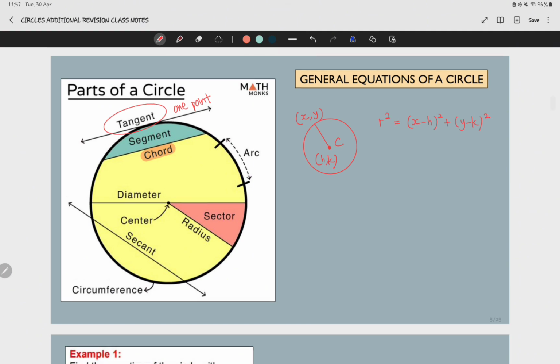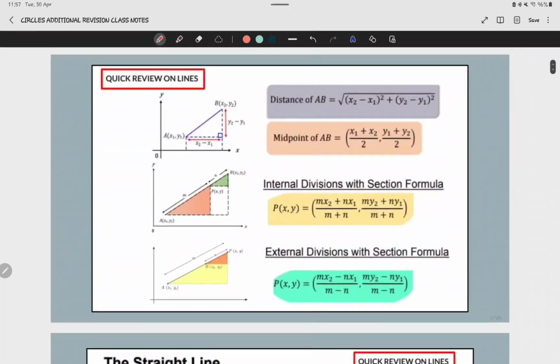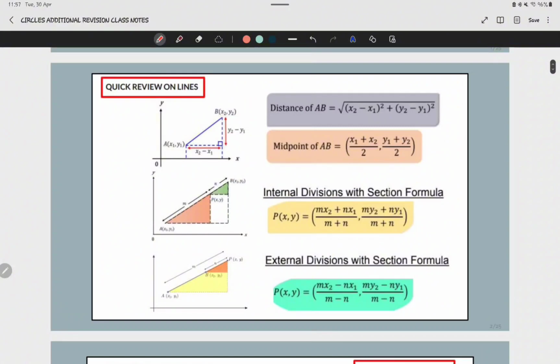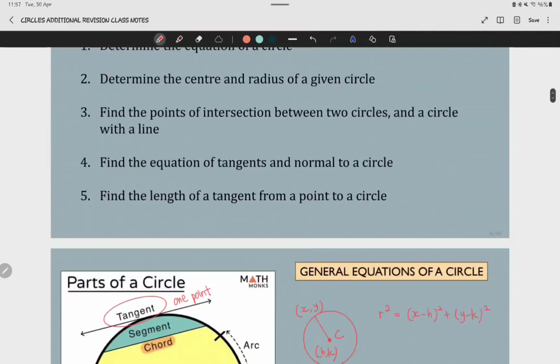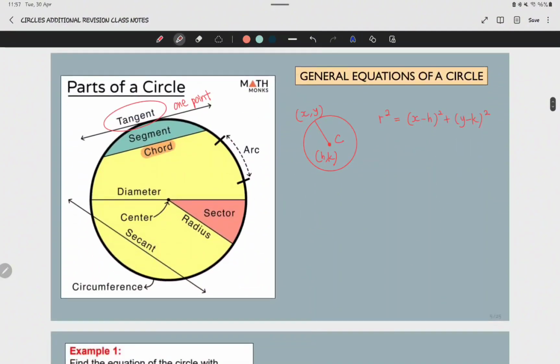We remember back the formula just now. We mentioned distance, square root of (x2 minus x1) squared plus (y2 minus y1) squared. But here we do not want to put in the square root. So where do we put the square root? We place it on the r. We have r squared, so r squared equals (x minus h) squared plus (y minus k) squared. That is where you get the general equation for the circle.